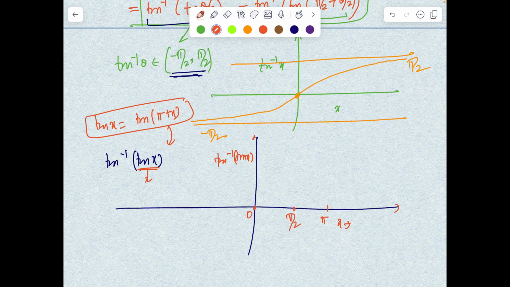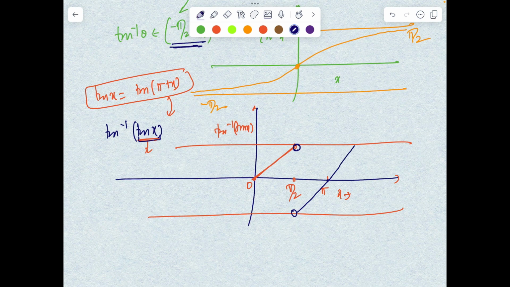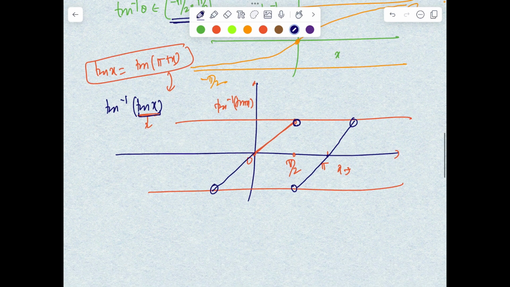So let's take three special points. At 0 the value is 0, at pi over 2 the value is going to be pi over 2, so then it will look like this. As x approaches infinity, a little bit more than pi by 2, and the graph will look like this. This is the tan inverse tan x graph.